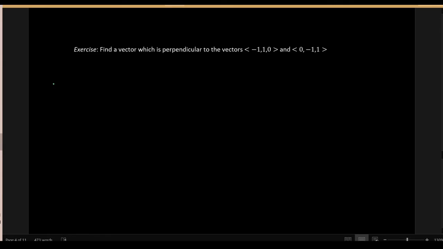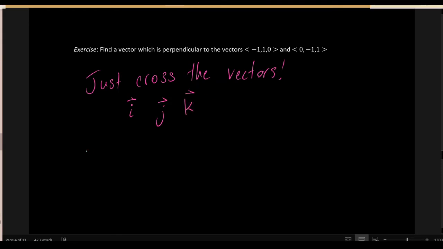Suppose we wanted to find a vector which was perpendicular to both -1, 1, 0 and 0, -1, 1. How can we accomplish something like that? That can be easily accomplished by just taking the cross product of the two vectors. So for example, suppose that I crossed the two vectors, where the first vector I was given comes first in the cross product, and the second vector I was given comes second in the cross product.